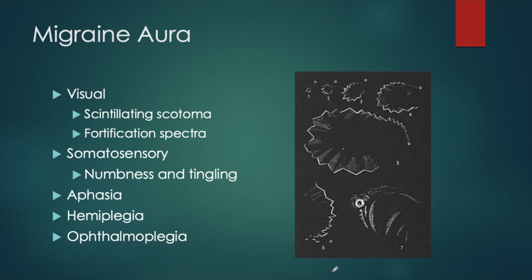Auras can also manifest as somatosensory symptoms, like numbness and tingling. They pose the greatest diagnostic dilemma when they produce signs that can also be manifestations of stroke, like aphasia, hemiplegia, or weakness in eye movements, called ophthalmoplegia.